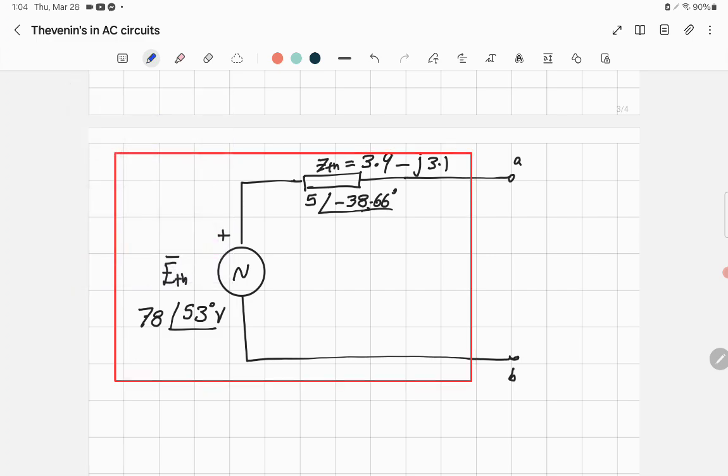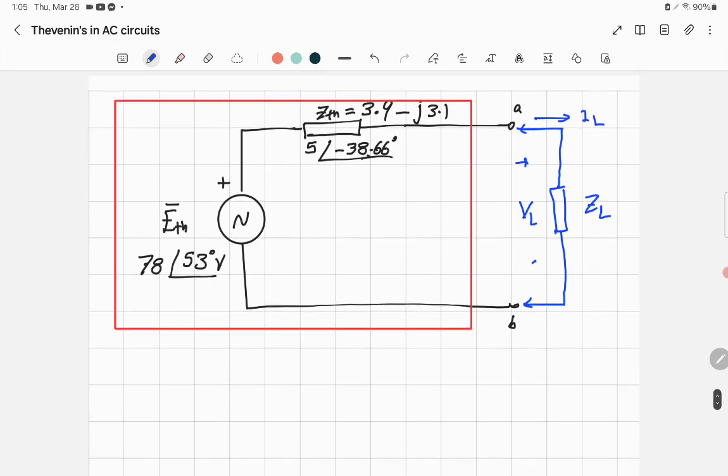If you are given the value of the load, you can just connect it here, and we call the load the impedance ZL. And you can calculate the voltage if it's required. Let's say that you want to calculate the voltage VL. You want to calculate the current in the load IL. That's very simple. How will you do that?